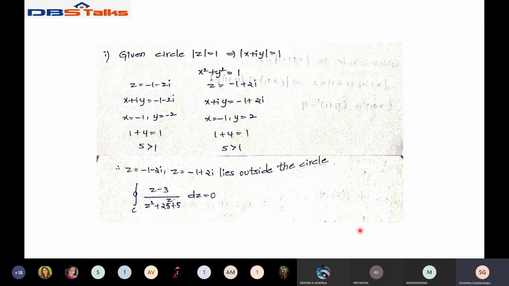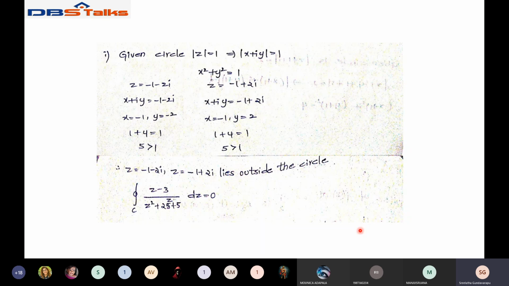So the first given circle is mod z equal to 1. To find the circle equation, z means x plus iy. So by the magnitude formula, x square plus y square equal to 1. To verify whether the two poles are inside the circle or outside the circle: the first pole is z equal to minus 1 minus 2i. Z means x plus iy. So comparing real and imaginary parts, x is minus 1, y equal to minus 2. Then substitute in the circle equation x square plus y square, that equals 5, greater than 1. So the pole z equal to minus 1 minus 2i is outside the circle.